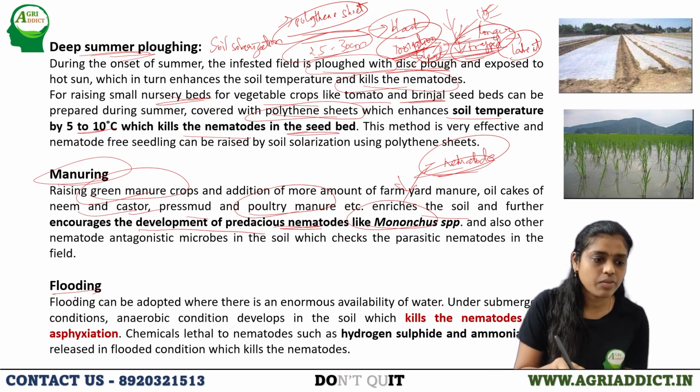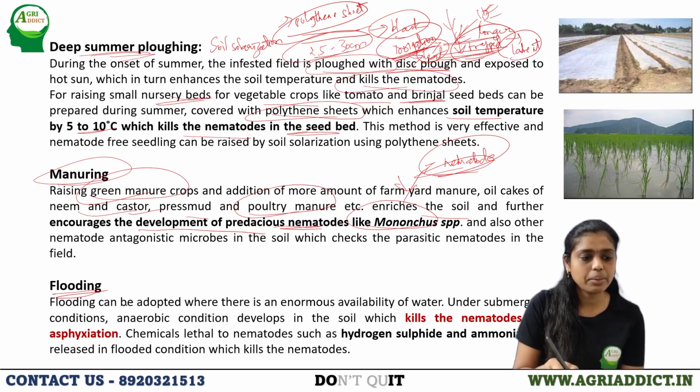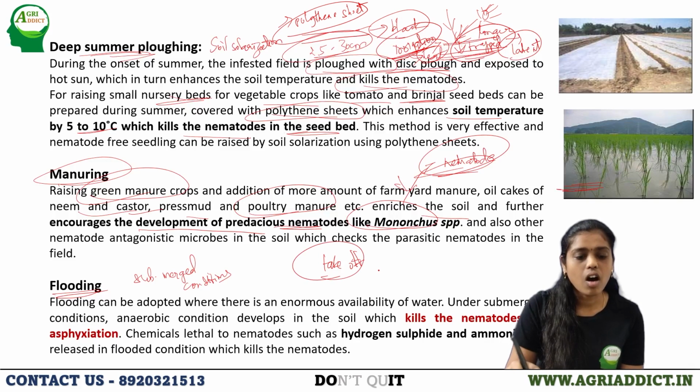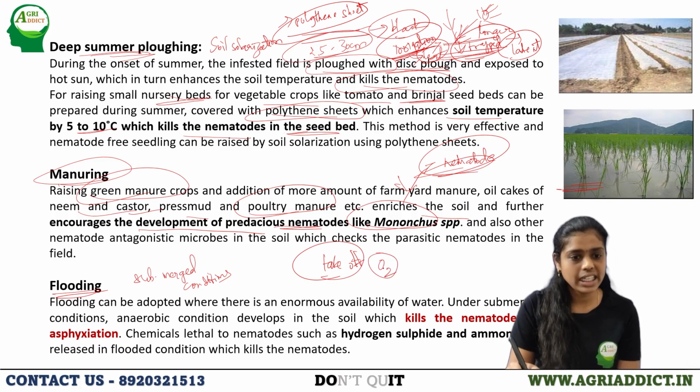And next is flooding. Flooding is nothing but submerged conditions, which are normally followed in paddy. You can see in the pictures. This is the submerged condition. What will happen if you go for flooding? If you go for flooding, then nematodes are not able to take oxygen from the soil easily.